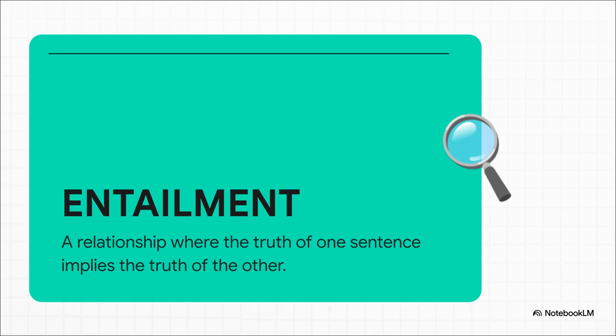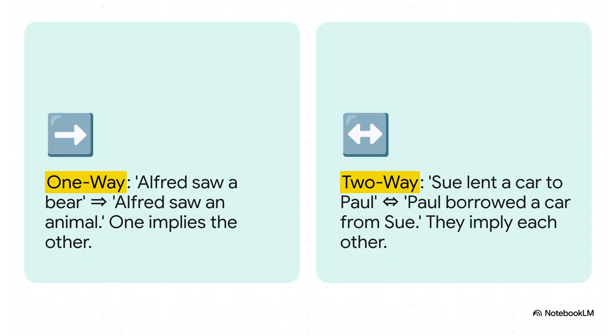It's called entailment. This is like a logical domino effect. It's when the truth of one sentence absolutely guarantees the truth of another sentence. If the first one is true, the second one has to be true. And this is so cool because entailment can work in different ways. Sometimes it's a one-way street. For example, if it's true that Alfred saw a bear, then it must be true that Alfred saw an animal. But it doesn't work the other way around, right?